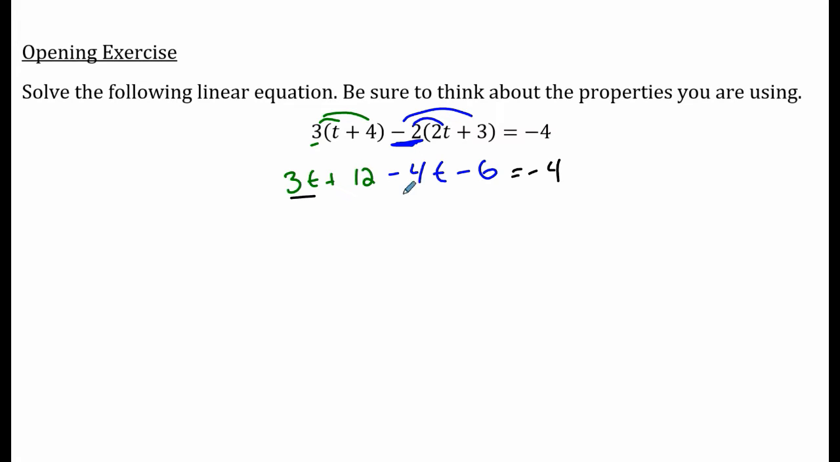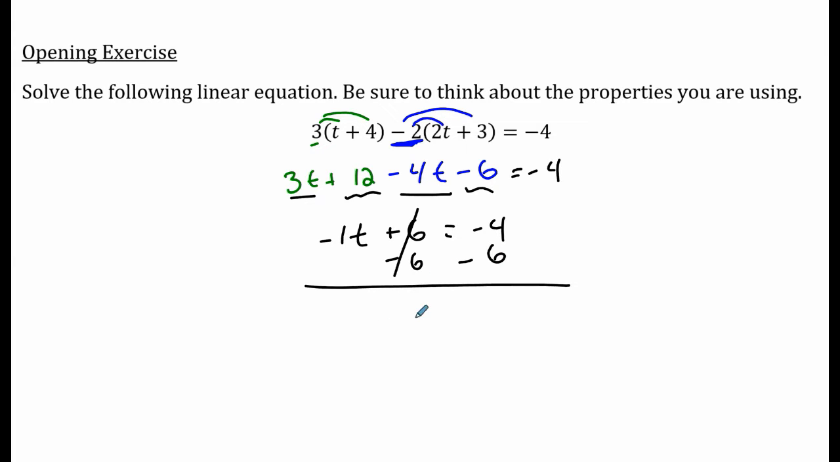So I have 3t minus 4t. Well, that gives me negative 1t. And then I have 12 minus 6. That gives me positive 6 equals negative 4 minus t. Well, using the addition property of equality, I can subtract the 6 from both sides, which leaves me with negative t equals negative 10. Well, if the opposite of t is negative 10, that must mean t equals 10. I can divide both sides by negative 1. So t equals 10 is our solution.